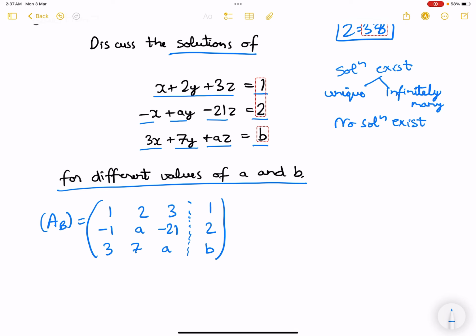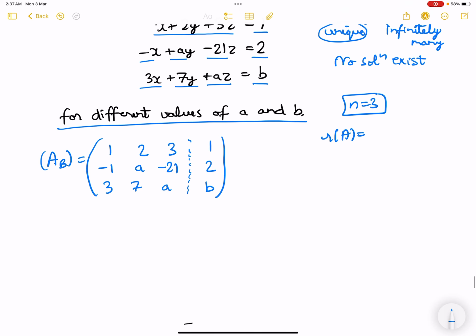Firstly, a unique solution would exist. So now here n is 3 variables. You're talking about a unique solution, it would exist when rank of A equals rank of A augmented B equals n. In that case, a unique solution would exist.